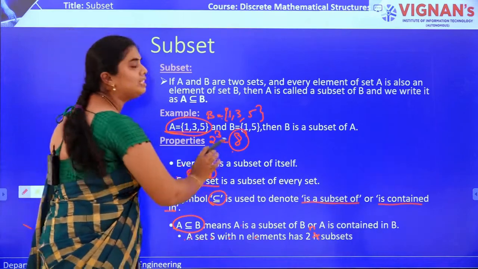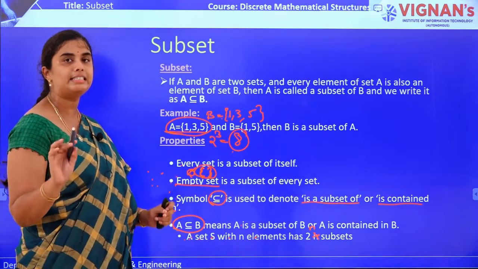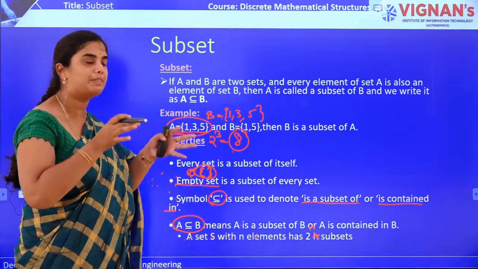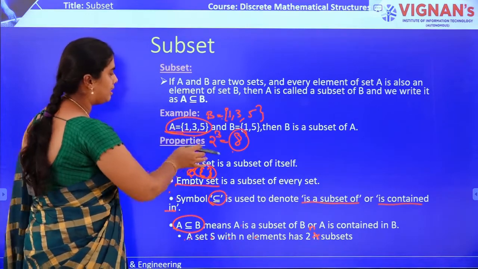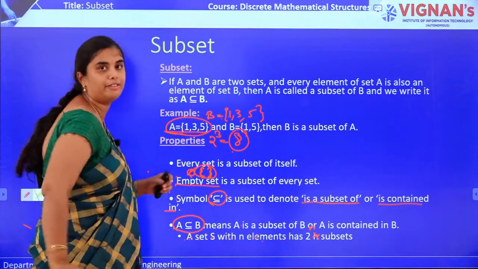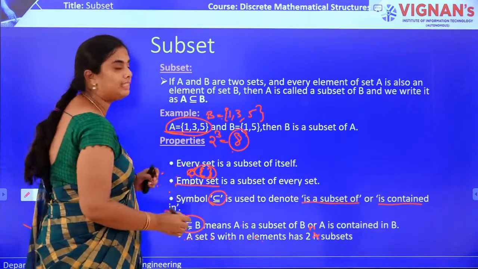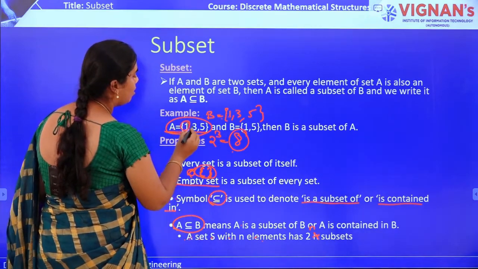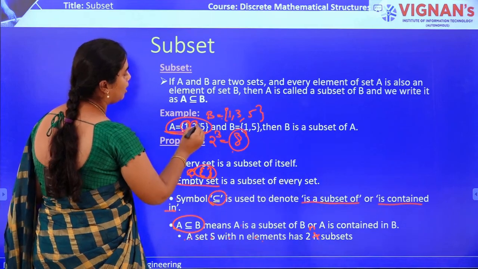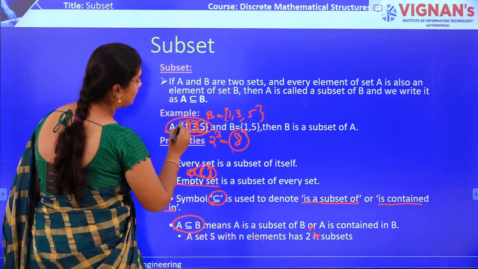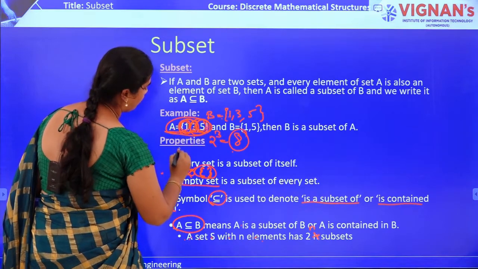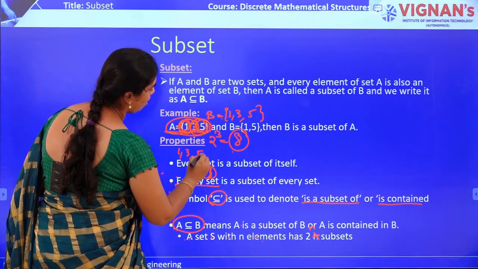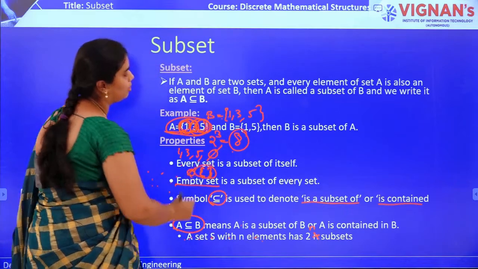What is a power set? A power set is the set which contains all these subsets. Over here, A contains 8 subsets according to this formula. So what are these 8 subsets? They can be {1}, {3}, {5}, {1, 3}, {3, 5}, {1, 5}, {1, 3, 5}, and the null set also.